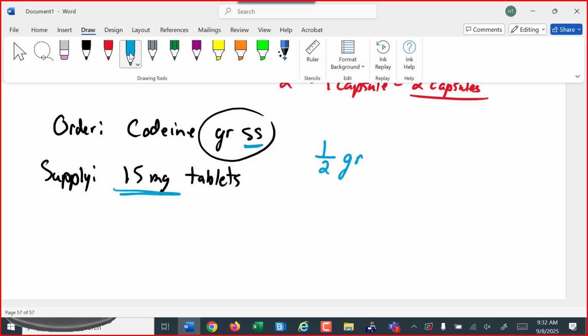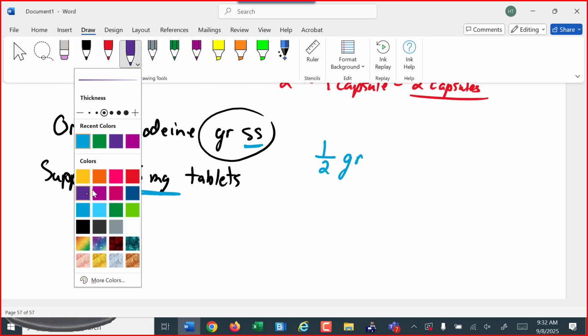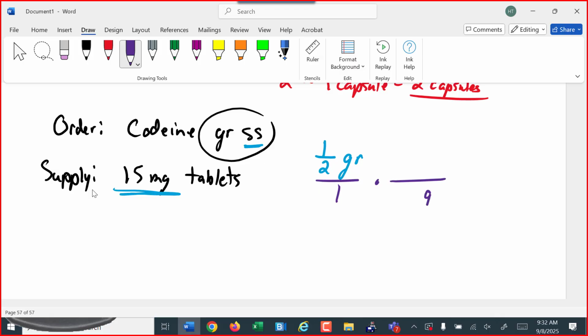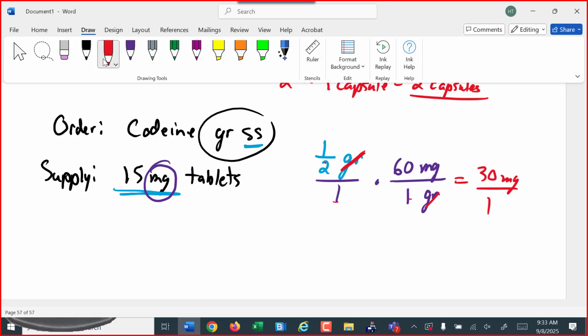Our supply, however, is listed in milligrams, so we're going to have to convert the doctor's order again. We'll put it over 1. In my conversion factor, I'll put grains on bottom, and I need to go to milligrams. 1 grain is 60 milligrams. So now the grains will cancel out. 1/2 times 60 milligrams is 30 milligrams. And 1 times 1 is 1. So the doctor's order has been converted into 30 milligrams.